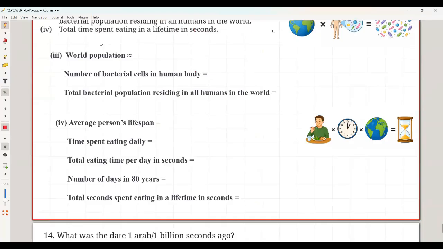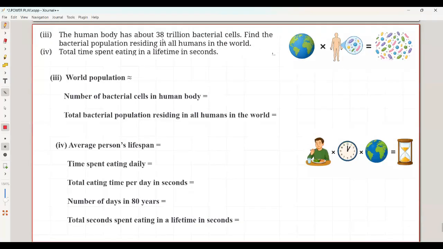Third question: the human body has about 38 trillion bacterial cells. Find the bacterial population residing in all humans in the world. For this we must know the world population, which is around 8 billion. That can be written as 8 into 10 to the power 9. I am writing it directly because in the previous question we already did this.